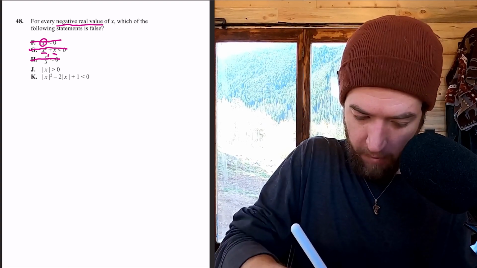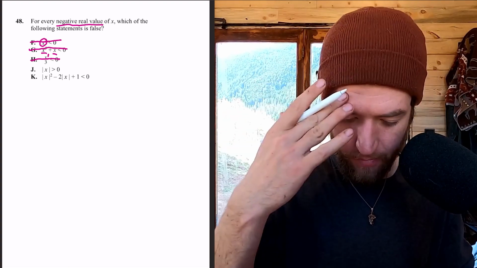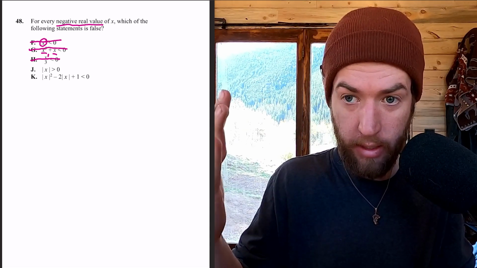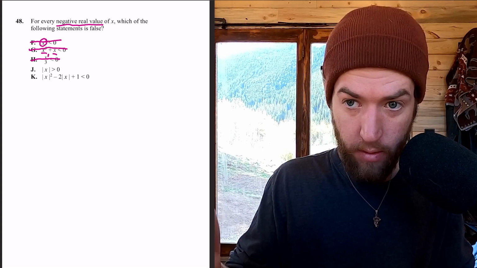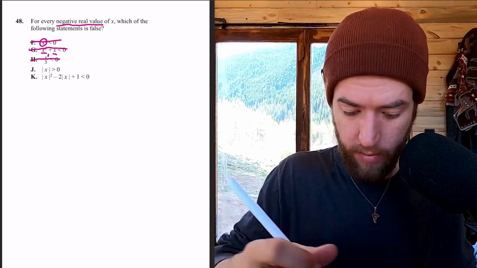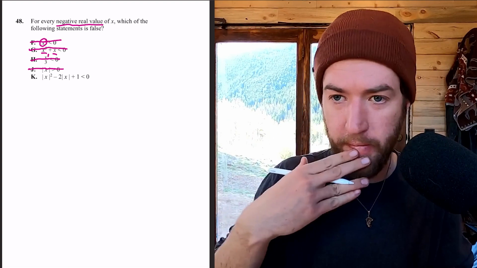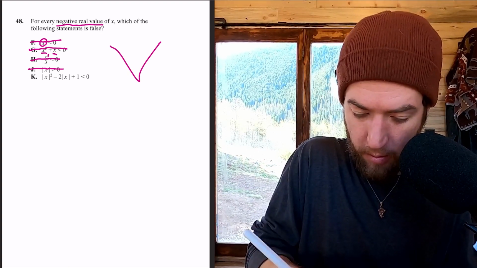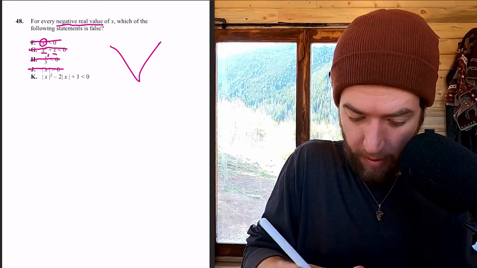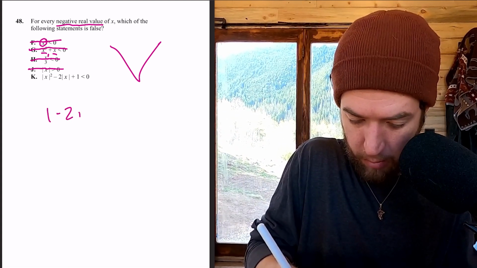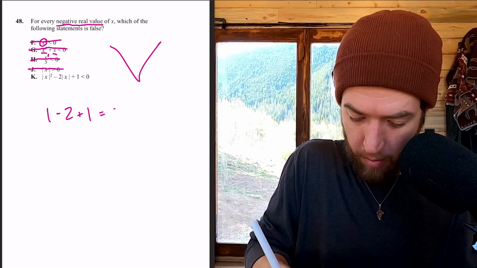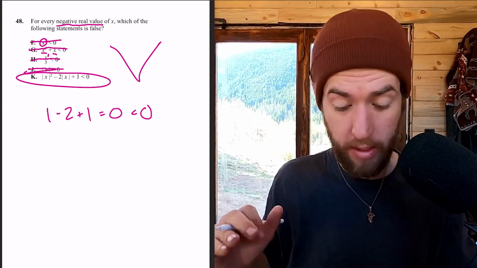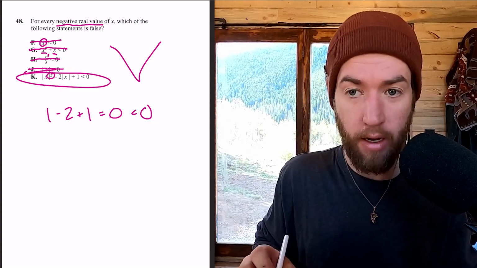So for letter J, it's like negative 1. What's the absolute value of negative 1? It's positive 1, which is greater than 0. And this is always true as well, because the absolute value is also going to be an even function. So now down here, let's try negative 1. Negative 1 absolute value squared is 1, minus 2 times 1, plus 1 is 0, which is not less than 0. So confirmation that K is false in this case, because it is an even function.